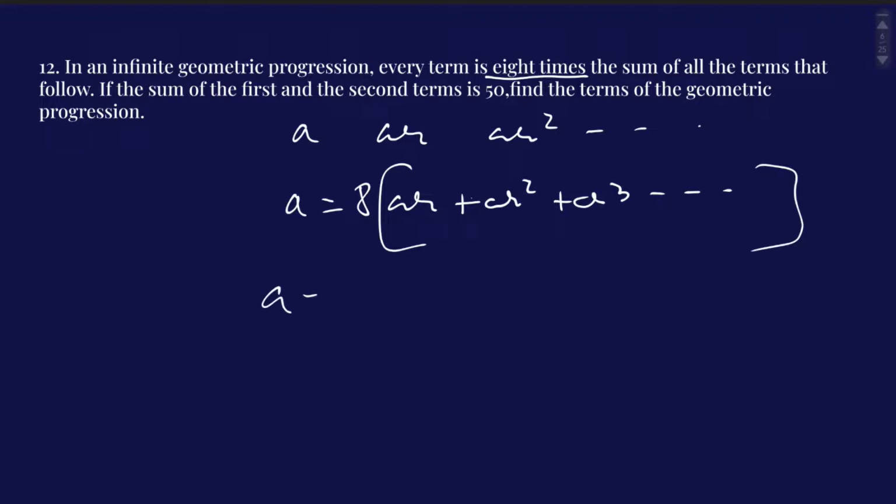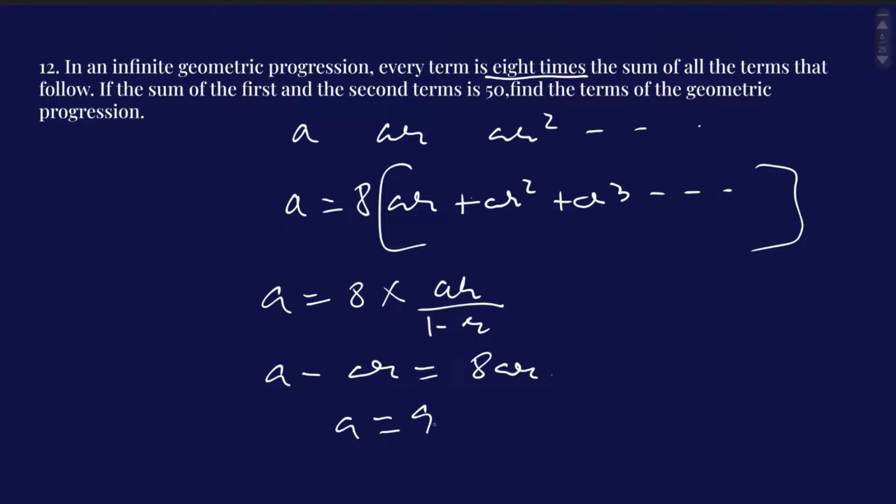So this is going to be equal to 8 into the first term, which is ar. The formula for infinite geometric progression is a divided by 1 minus r. So the first term becomes ar divided by 1 minus r. So this would be nothing but a minus ar is equal to 8 ar. This becomes a is equal to 9 ar, and by cancelling this out, r becomes 1 by 9.